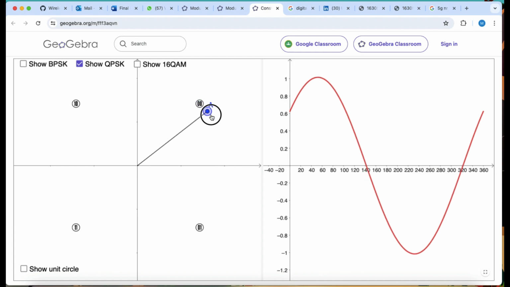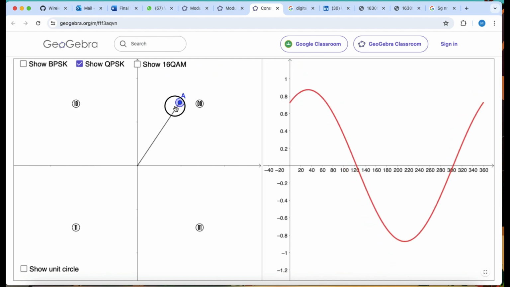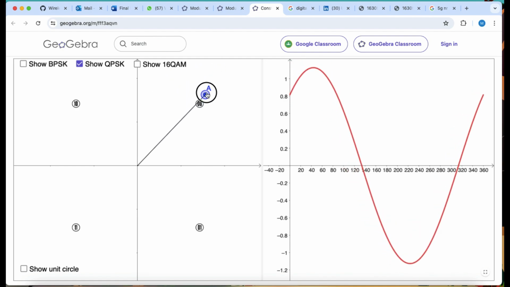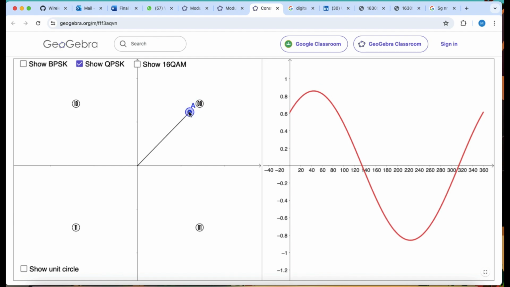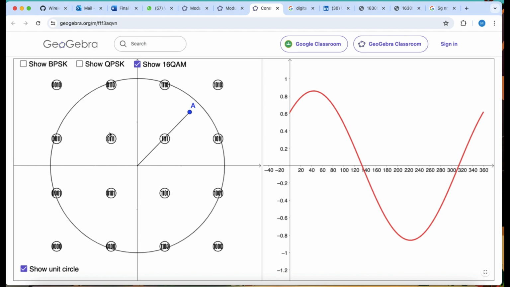So by changing this, you can have any angle you want on this, and you can change the amplitude to whatever you want. So every time I'm going above this, I'm getting something else. And notice this. These points on QPSK, they are definitely on the unit circle. Now let's look at QAM. Let me turn this off and let's look at QAM.